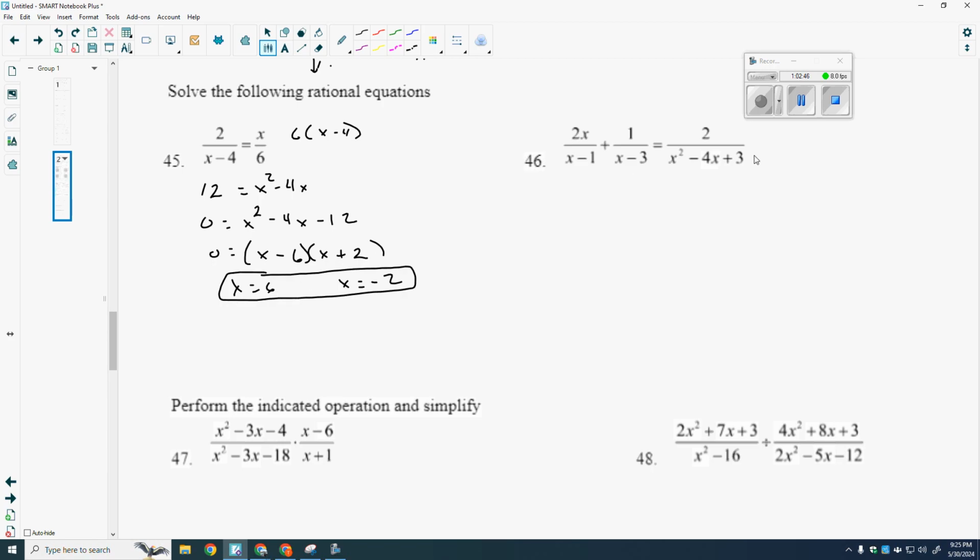Okay, over here, common denominator. Let me get this thing out of here. Excuse me. Why is it not dragging? All right, I'll just minimize it.